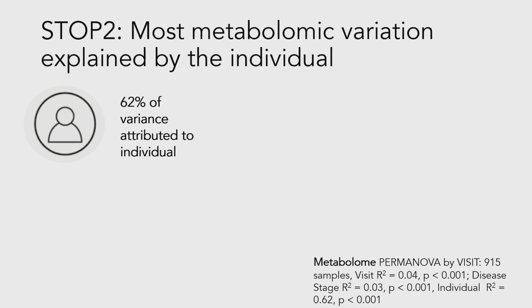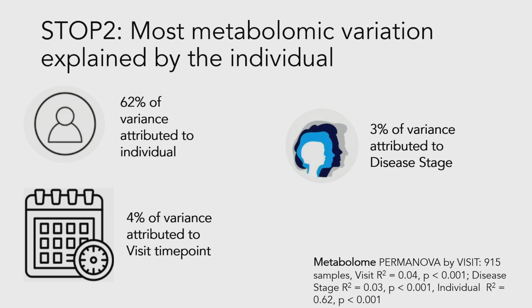Okay, big picture, most of the metabolomic variation was explained by the individual in this study, even more than for the microbiome. We had 62% of the variance attributed to the individual. But we do have significant variance explained by both the visit time point and also the disease stage. That did not happen with the microbiome data. So we're getting a different signal, maybe more indicators of visit and disease stage in the metabolomic data.